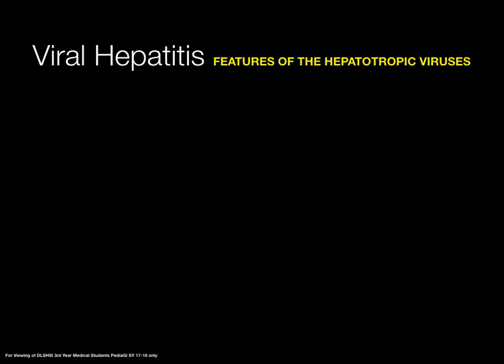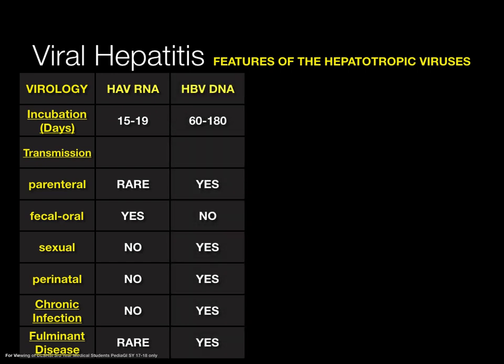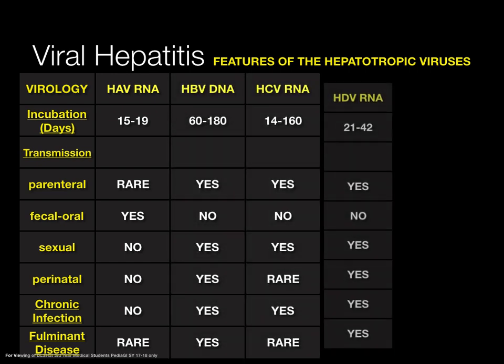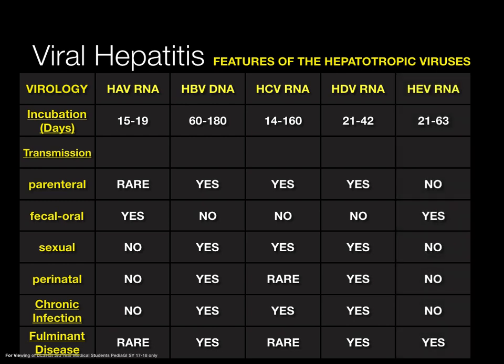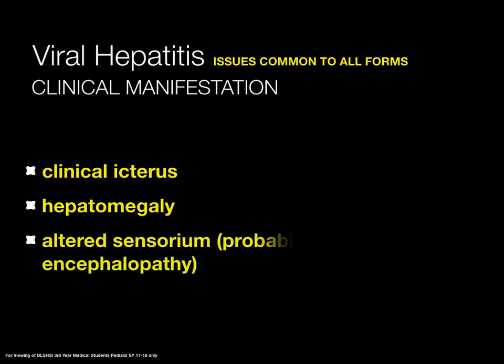Now we go to viral hepatitis. Below are the features of the hepatotropic viruses for your reading. Clinical manifestations. Clinical manifestations common to all forms are clinical icterus, hepatomegaly, altered sensorium, probably encephalopathy.